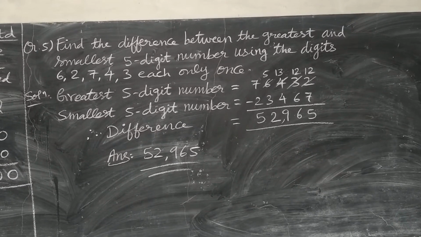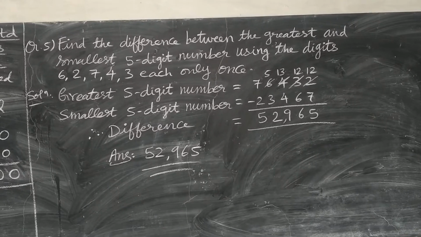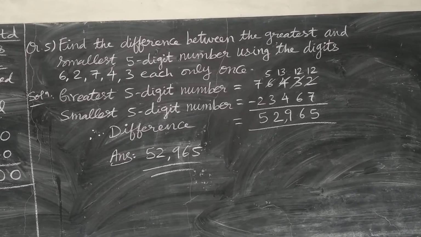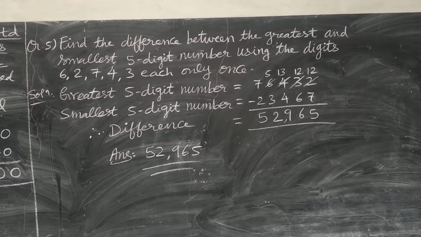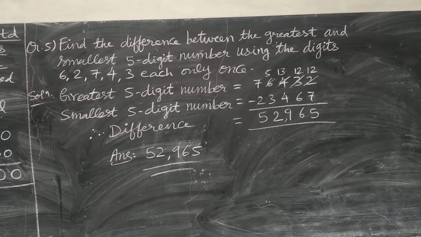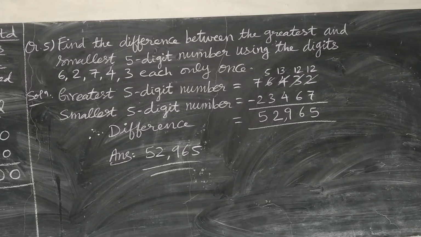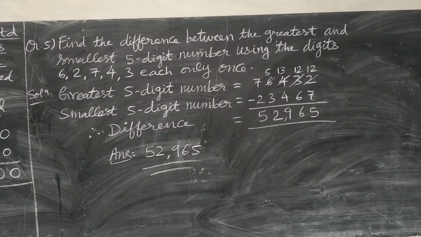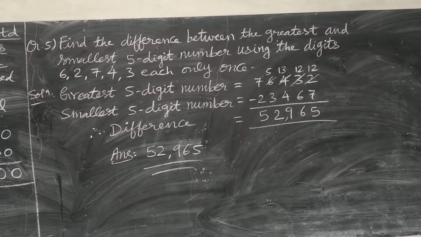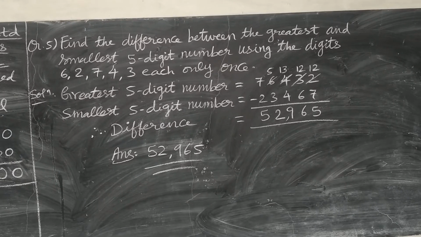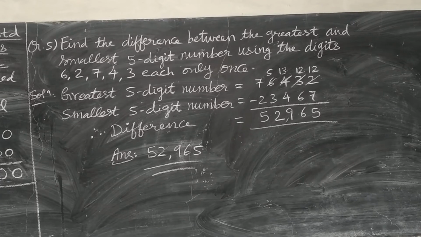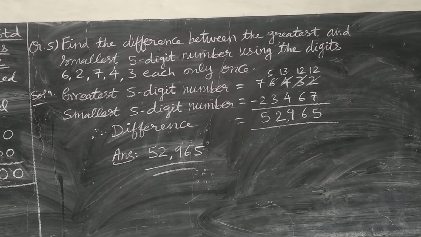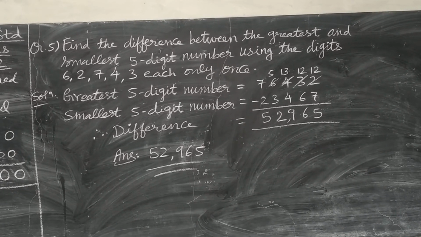No. So from thousands place, 6 is there. You have to borrow 1 from 6. So 3 will become 13. When you borrow 1 it will become 13. 13 minus 4, 9. Now thousands place. Already from 6 you have borrowed 1. So it is now 5. Thousands place, you see, 5 minus 3, 2.